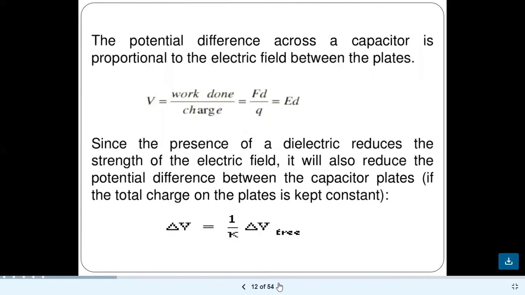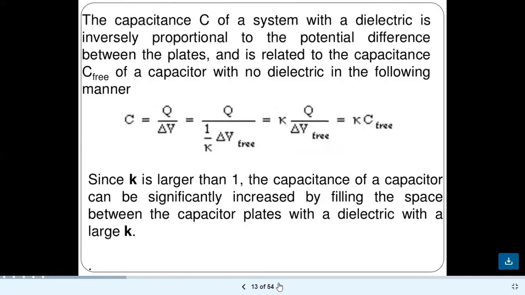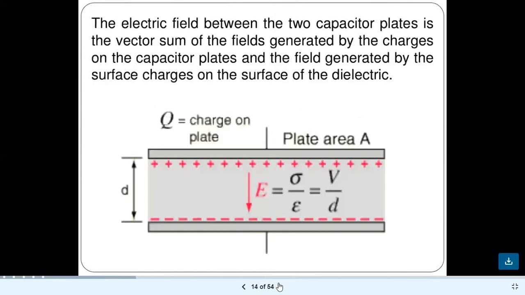If we calculate the potential difference in terms of work done, the potential difference is equal to W upon Q, work upon charge. That is a relationship of capacitance. If K is larger than 1, the capacitance of the capacitor can be significantly increased by filling the space between the capacitor plates with a dielectric.